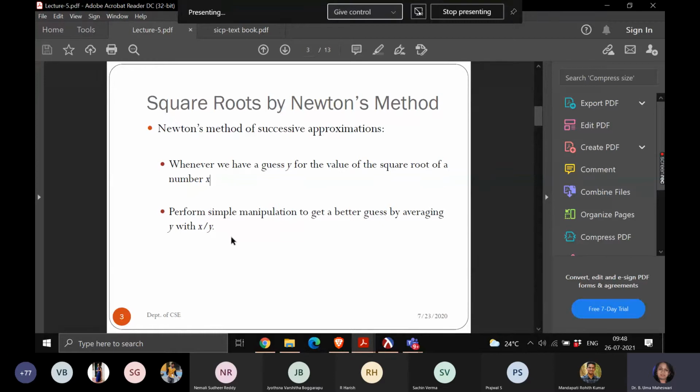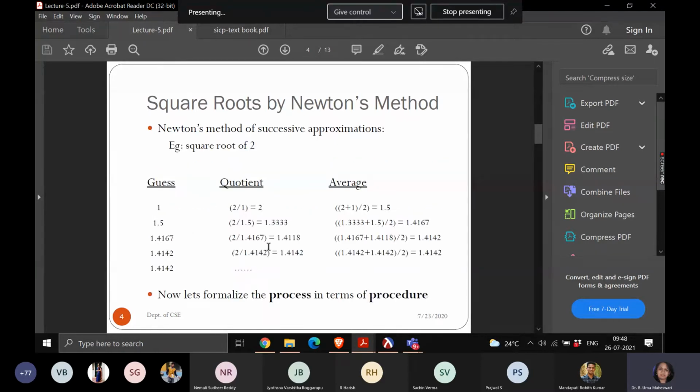In each and every step, we perform a simple manipulation to get a better guess by averaging y and x by y. Y is my guess. What is x? The number, that is the radicand, the x in the square root of x. So we take the radicand divided by the guess, and then we compute the average of y and x by y. That value will be the new guess for the next step.